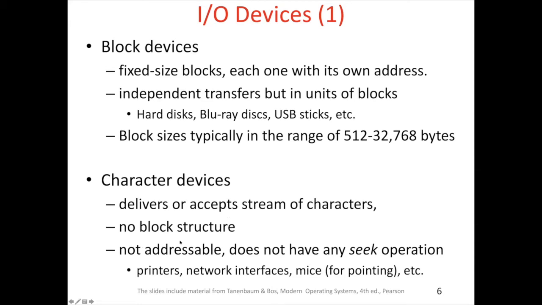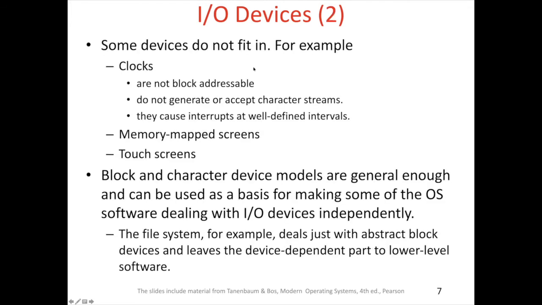Character devices deliver or accept a stream of characters. There is no block structure. These devices are not addressable and do not have any seek operation. For example, printers, network interfaces, and mice for pointing are character devices.